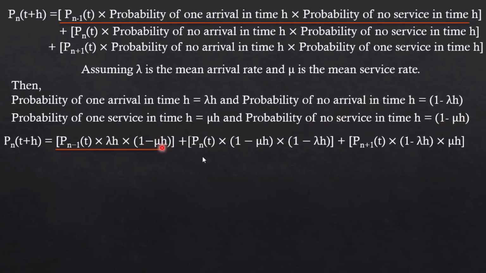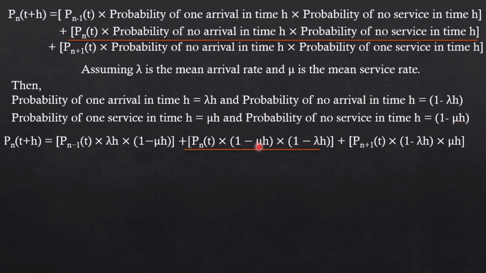Now let us understand the second part here. This is the probability of n customers in time t. So this is n customers in time t, and this is the probability of no arrival in time h. It is given by 1 minus lambda h. So this is 1 minus lambda h, and the probability of no service in time h. So the probability of no service in time h is given by 1 minus mu h.